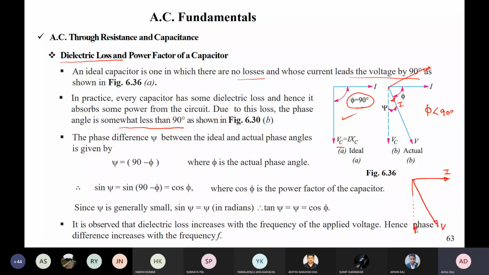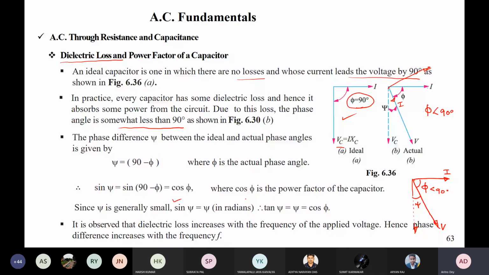Okay, fine, thank you. So here this is your phi now, which is less than 90 in the dielectric loss case, and this we can denote as psi. So psi is equal to 90 minus phi, where phi is the angle between the voltage and the capacitive current. So sine psi is equal to sine of 90 minus phi, which is equal to cos phi, where cos phi is the power factor for this capacitor.